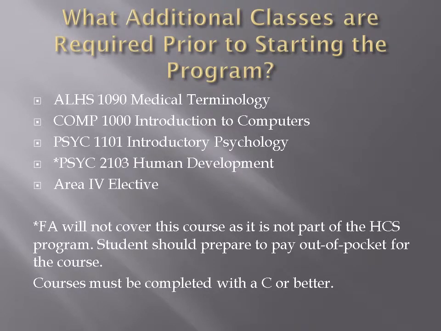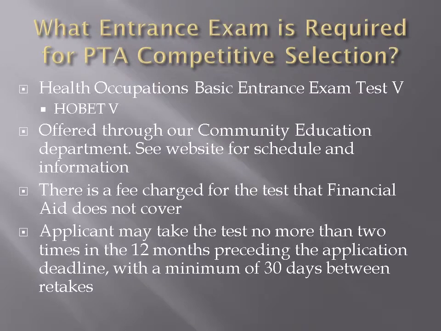What additional classes are required prior to starting the program? ALHS 1090, Medical Terminology, Comp 1000, Introduction to Computers, Psych 1101, Introductory Psychology, Psych 2103, Human Development. Financial aid will not cover this course, as it is not part of the Healthcare Science program. Students should prepare to pay out of pocket for this course. And you must complete an Area 4 elective. Courses must be completed with a C or better.